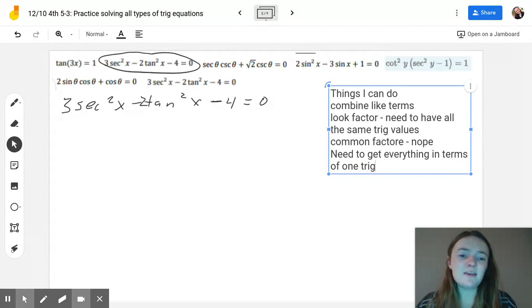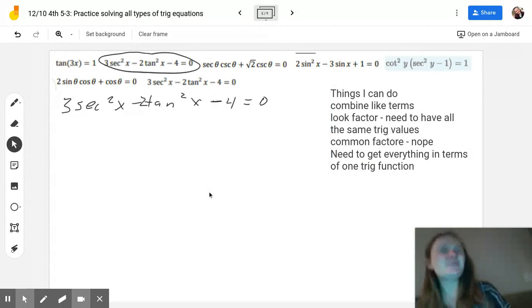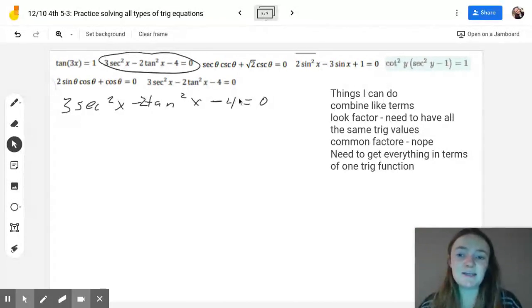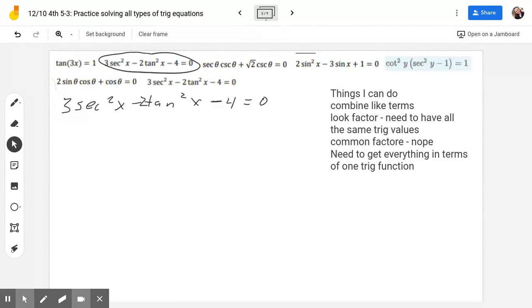So whenever I think about that, if I need to get everything in terms of one trig function, what I really need to do is use an identity. I know we just got off the chapter that has to do with verifying trig identities. I need to use an identity here. So I'm going to go up and look up some identities. We're going to look up reciprocal identities and all of its relatives. Here we go. We'll put this on our screen here.